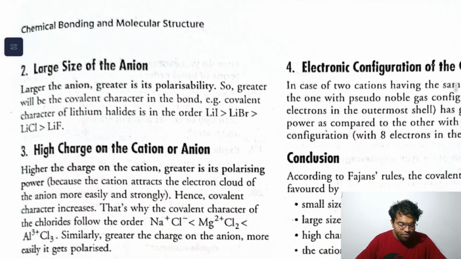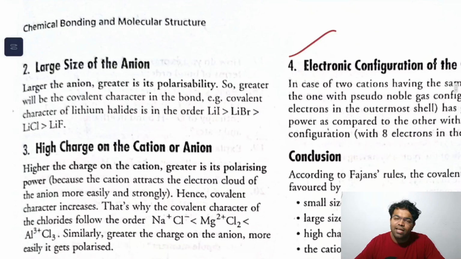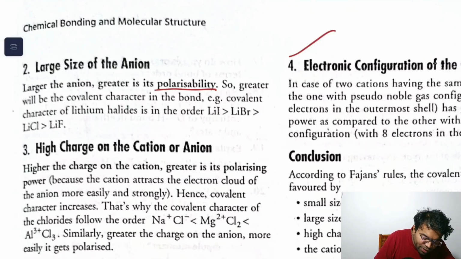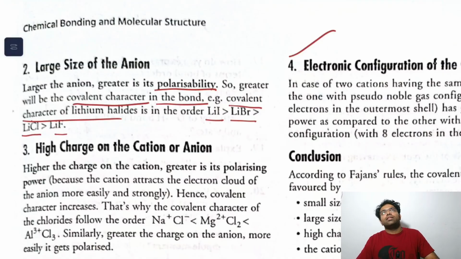Next, you have, oh no, I was correct. There are large sizes of anions. Now, the larger the size of the anion, the greater is its polarizability. So, greater will be the covalent character in that bond. For example, the covalent character of lithium halides is in the order of lithium iodide, lithium bromide, lithium chloride, and lithium fluoride. So, the bigger the ion, the more will be the polarizability and the more will be the covalent character.